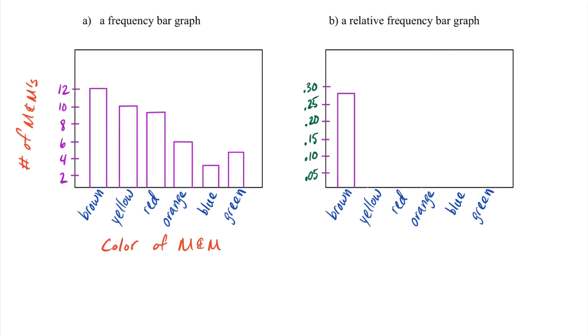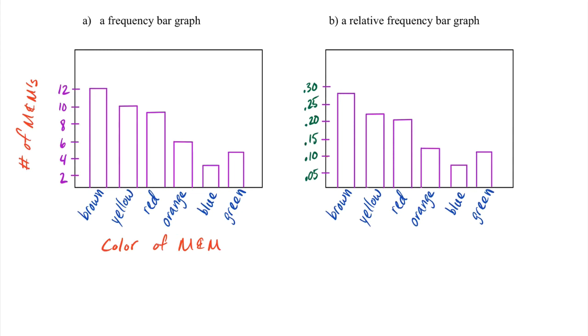For brown, we ended up with a bar between the 0.25 and 0.30 marks because the relative frequency of brown was 0.2667. On to yellow, where we have a relative frequency of 0.222. Red, we had a relative frequency of 0.2000. Orange gave us a relative frequency of 0.1333. Blue, we had a relative frequency of 0.0667. And green, we had a relative frequency of 0.111. So again, the height of the bar now represents the relative frequency for each category.